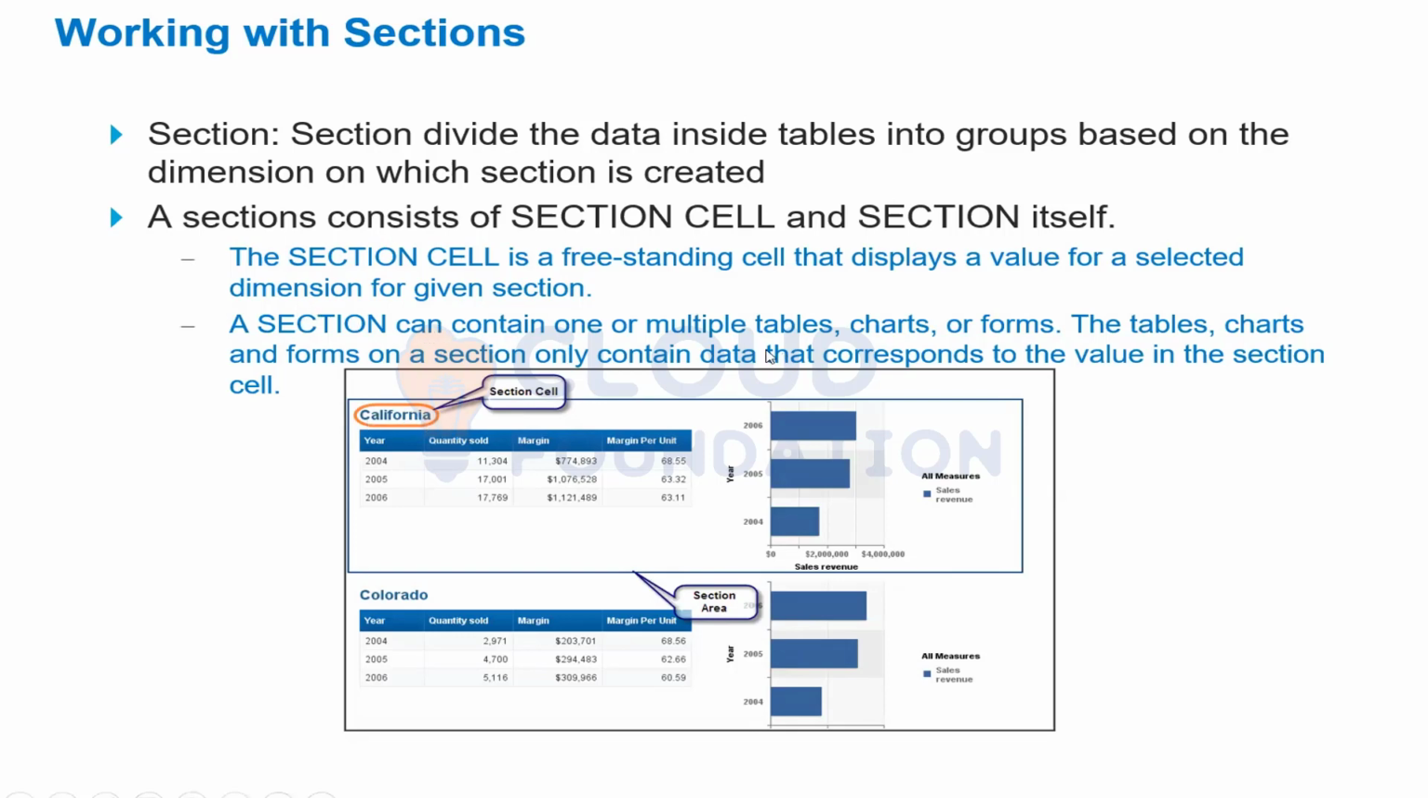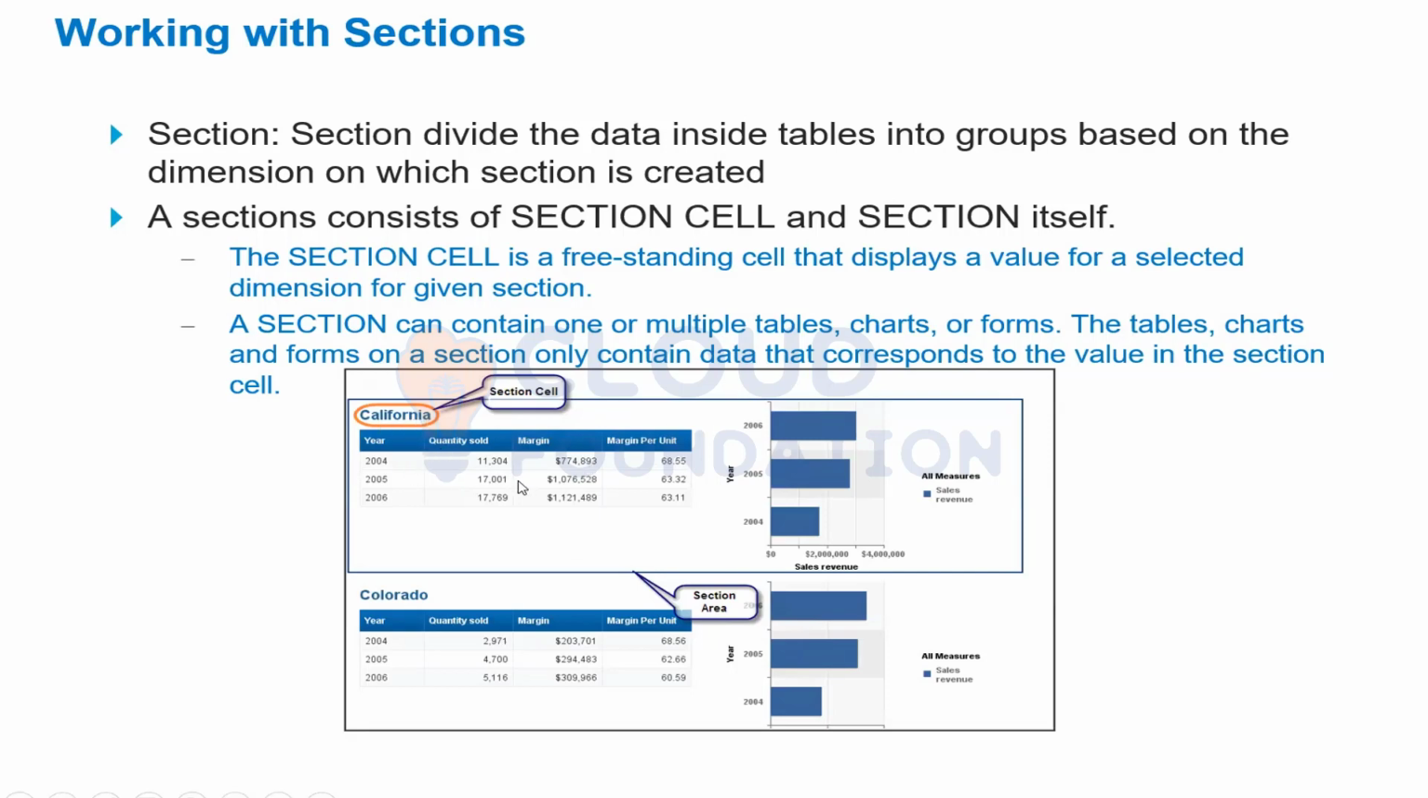A section can contain one or multiple tables. Here in this section, this is the section cell, California, and this total rectangle is the section area. In this section area, we have two blocks. One is a table and the other is a chart. So a section can contain one or multiple tables, charts, or forms. The tables, charts, and forms in a section only contain data that corresponds to the value in the section cell.